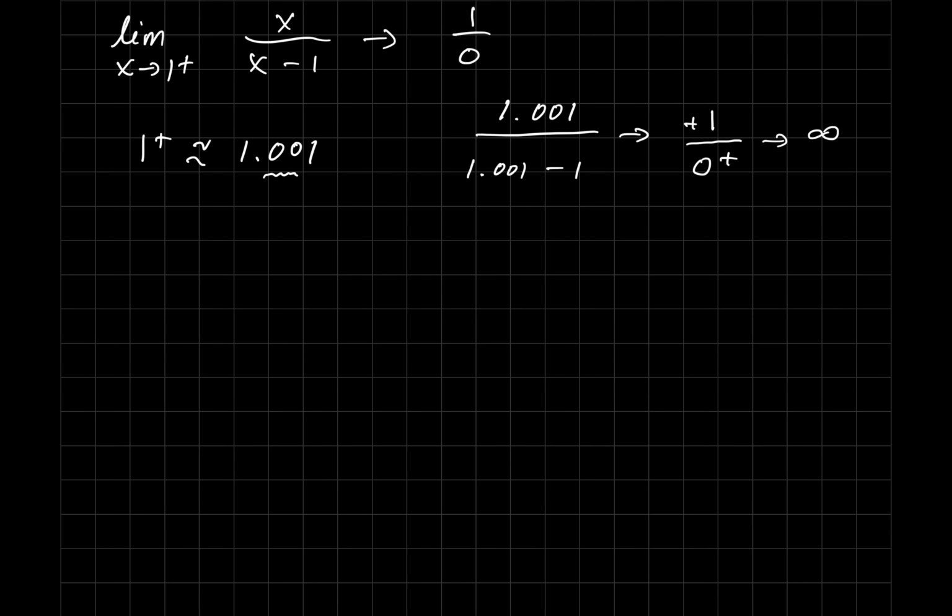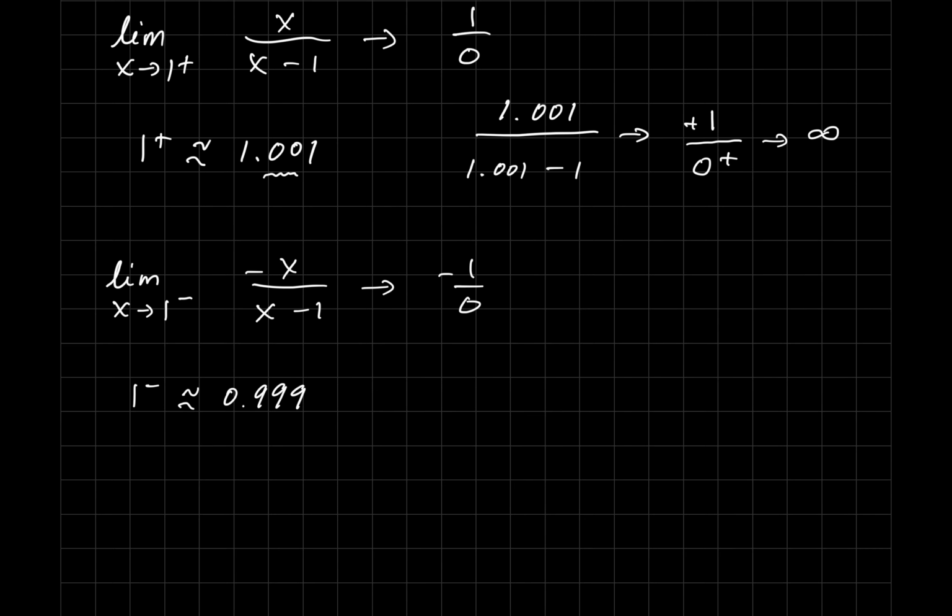Final example. What if we have the limit as x goes to 1 from the negative side of, say, negative x over x minus 1? Again, 1 from the negative side is something like 0.999 with a bunch more nines, but that'll suffice for us. Because if I do a direct plug-in with x equals 1, I get negative 1 over 0.